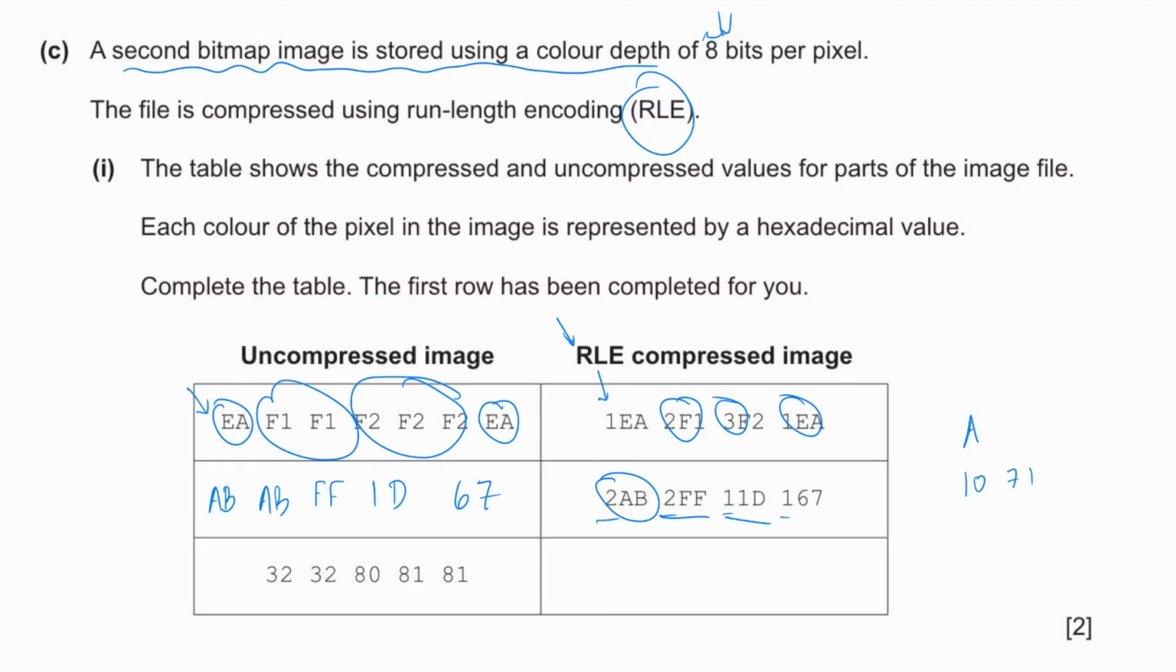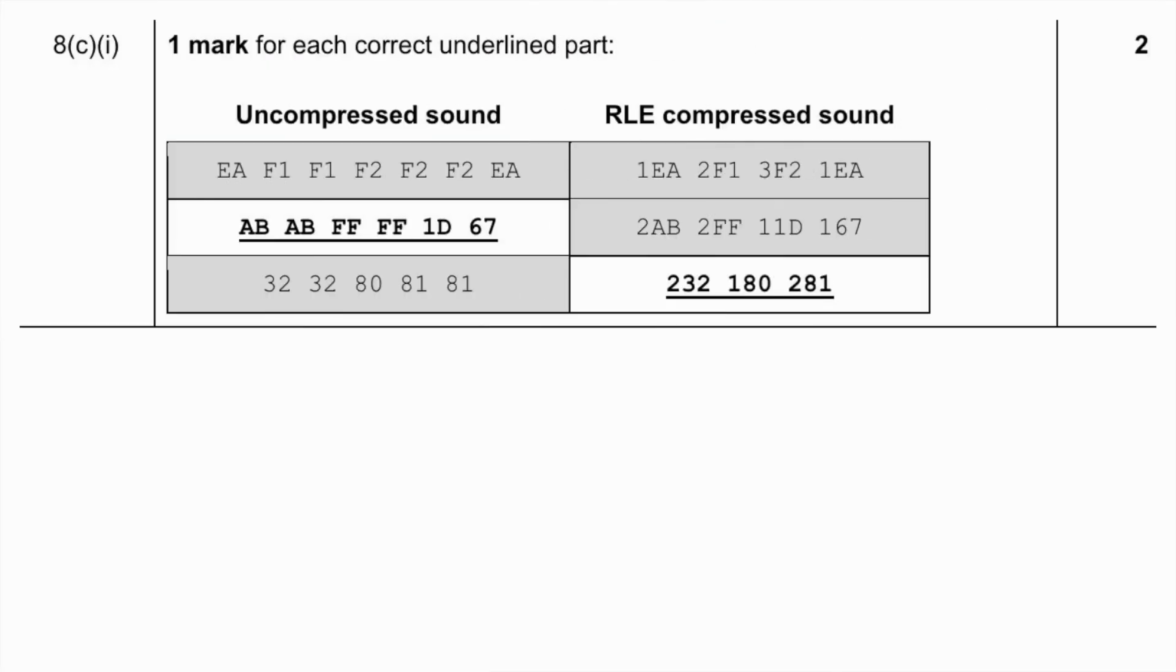So anyways, moving on, right here we have an uncompressed image, and we need to change it to RLE. We've got 2 instances of 32, so we can do 232. We have 1 of 80, so we can do 180. And then we have 2 instances of 81, so we could do 281. And that's going to end up being our answer.